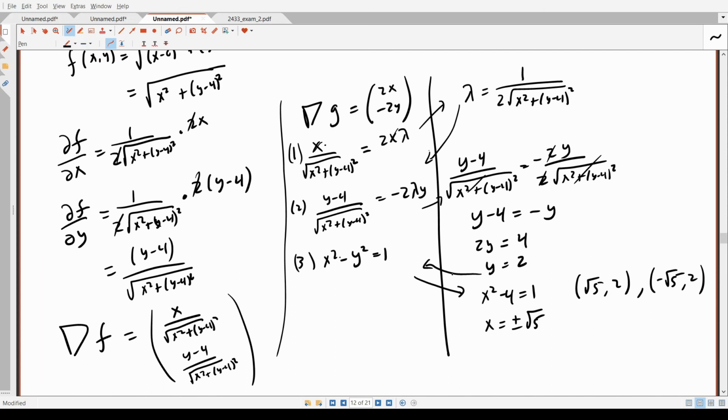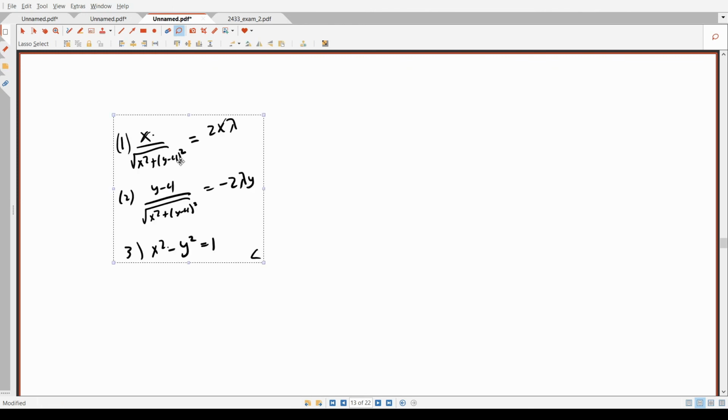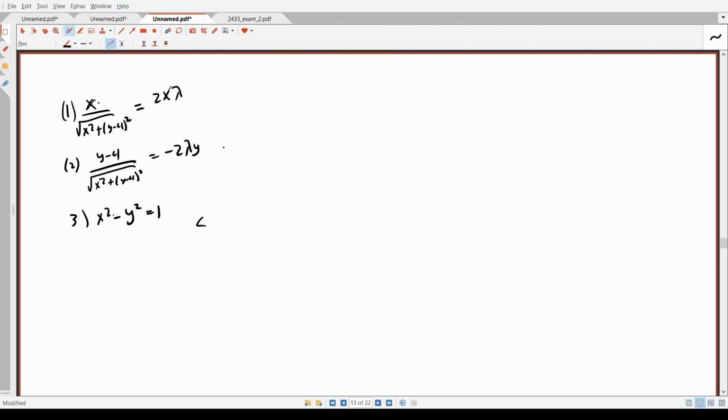Okay, so now I need to do this again. Let me copy this down. But I need to do the same thing except I solve the second equation first. And then I'll check for lambda, and then I'll check which one of those gives me the points. Okay, so right, I have these equations. So now I'm going to take this and I solve for lambda.